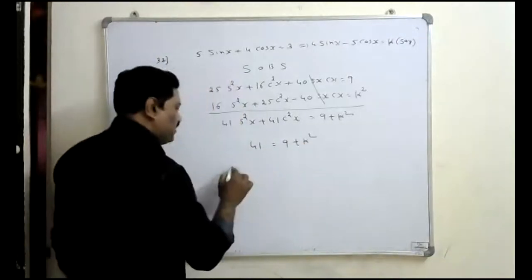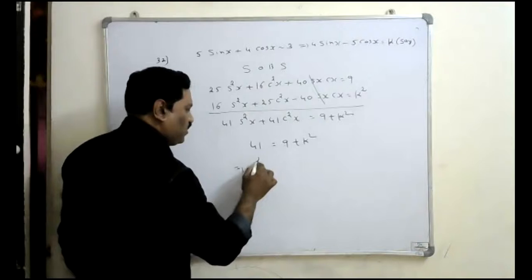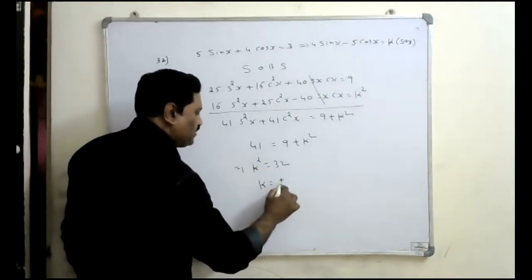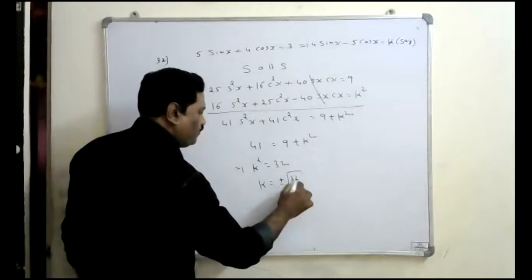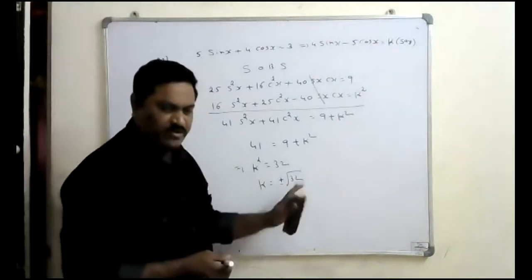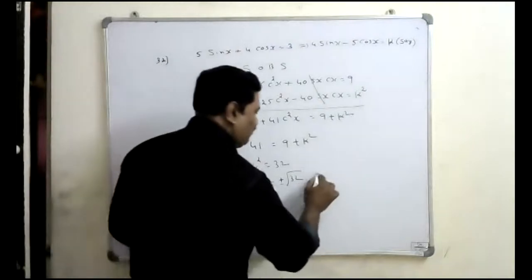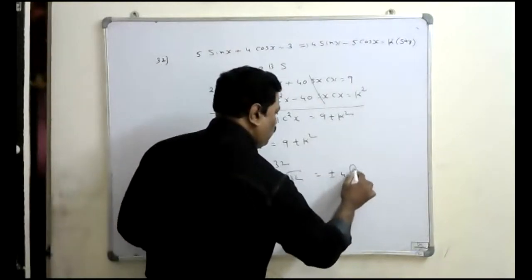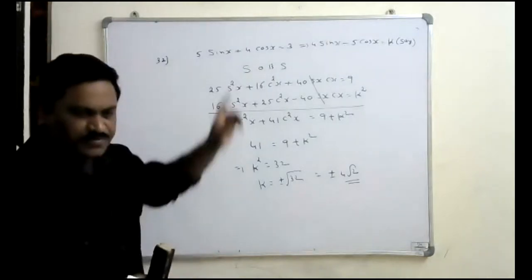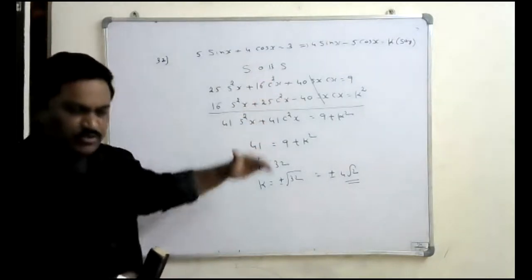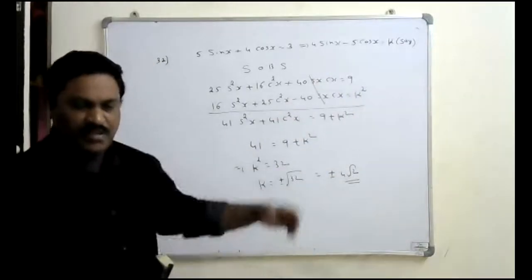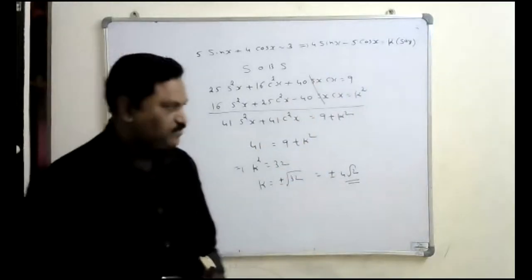Now bring this 9 to this side, then k square is equal to 32. Then k is equal to, here you can take plus or minus root 32. Here you can take both the signs. Now root 32 means 16 2s are 32. Root 16 means 4. Plus or minus 4 root 2. That is the answer. Okay. So whenever the equation is given in terms of sine and cos, this is the only procedure we can follow. Square both the equations on both the sides, then add them. Automatically the theta will get eliminated. Okay, take that.